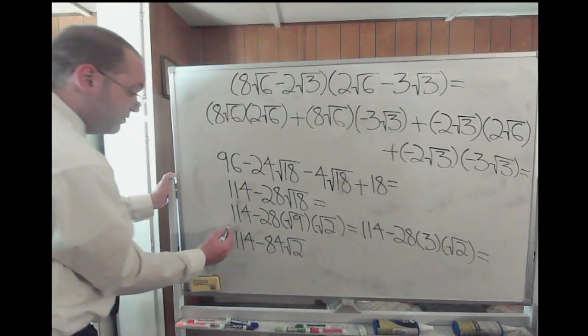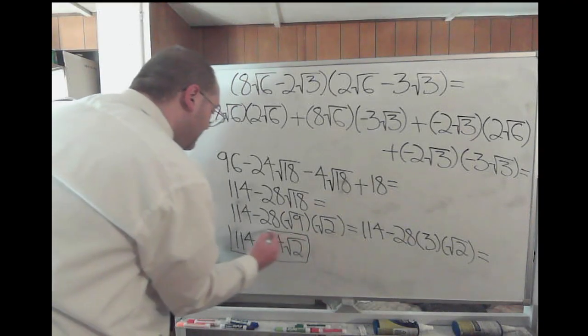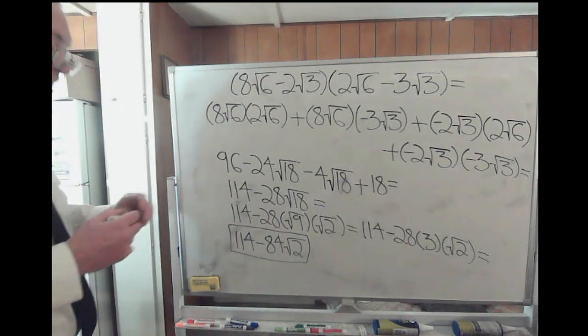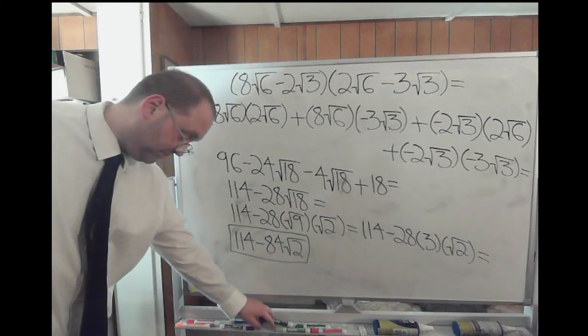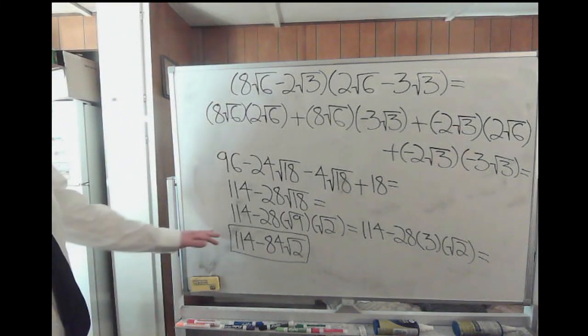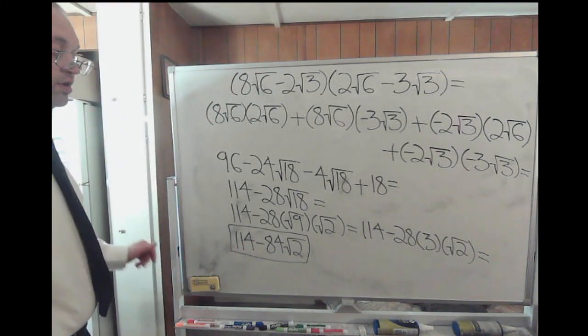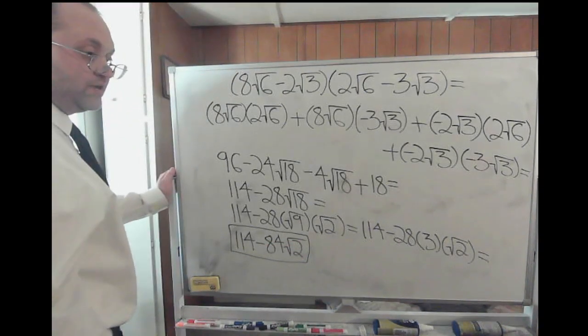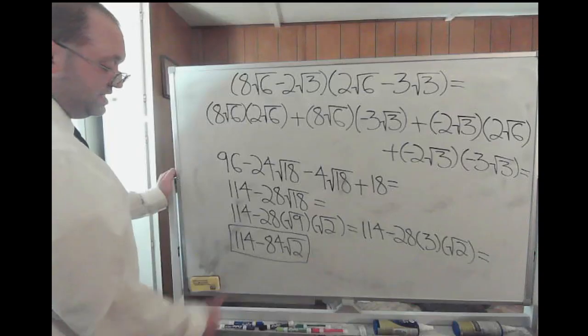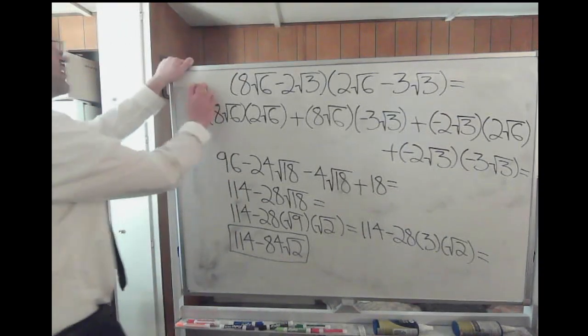And that's all we can reduce this. You would end up getting 114 minus 84 times the square root of 2 as your answer. So yes, you always want to make sure these are in simplest form by reducing the square root as much as you can, factoring out perfect squares like we just did. So there's FOIL.